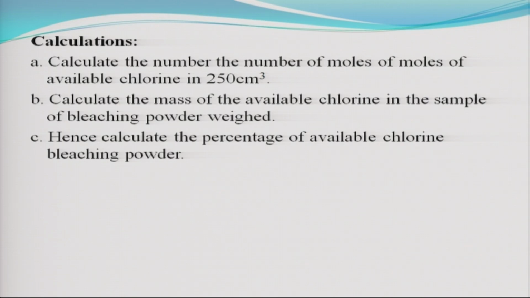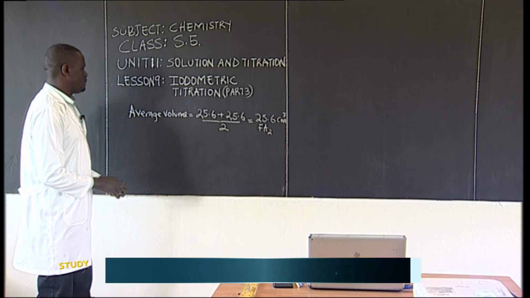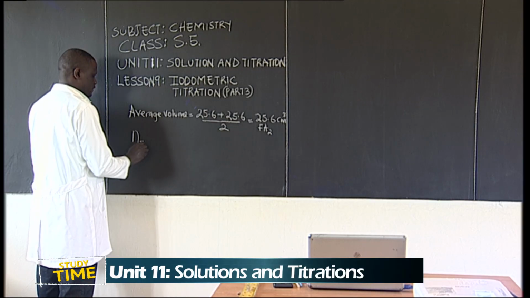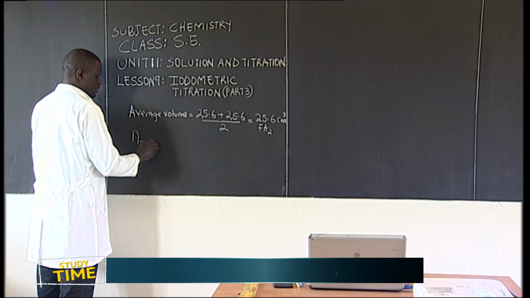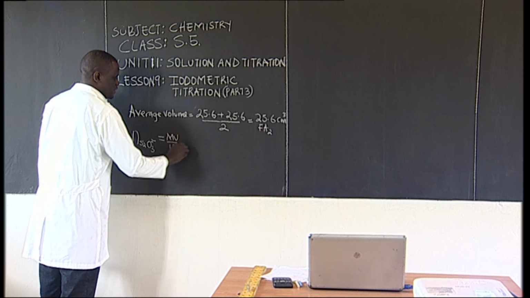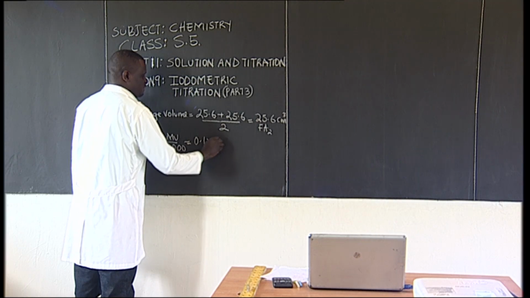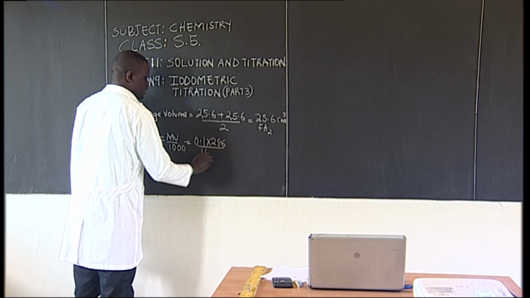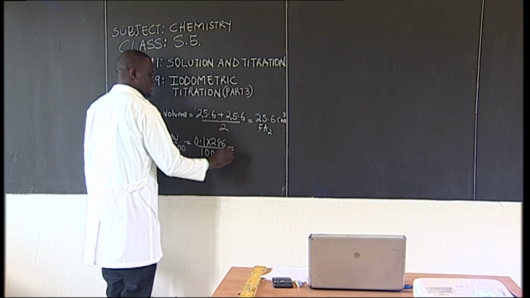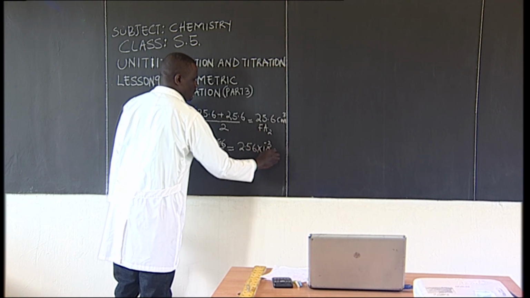So we are going to begin with actually our FA2. FA2, this is the volume of FA2 in centimeter cubed, which is our sodium thiosulfate. So we begin and say number of moles of sodium thiosulfate. We can say MV over 1,000. So this time we have 0.1, which is our molarity, times the volume, which is 25.6, divided by 1,000. So we shall get 2.56 times 10 to the power negative 3 moles.